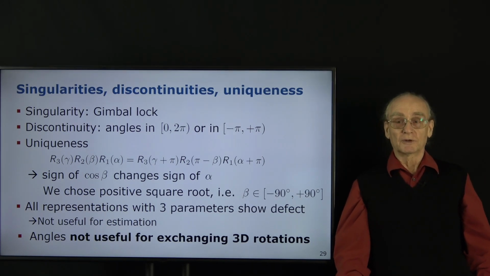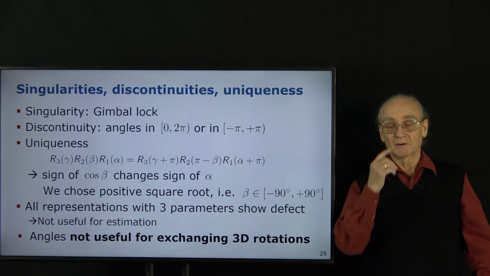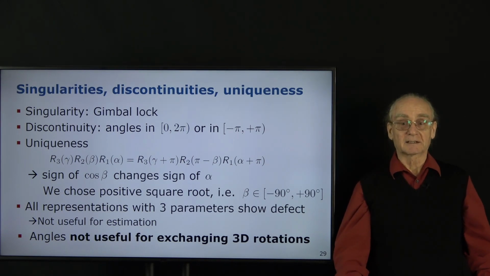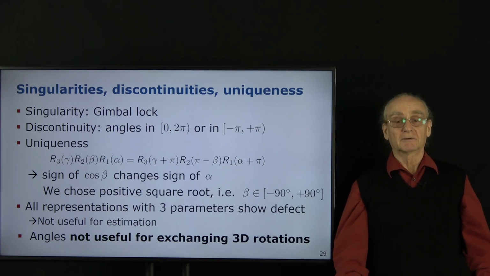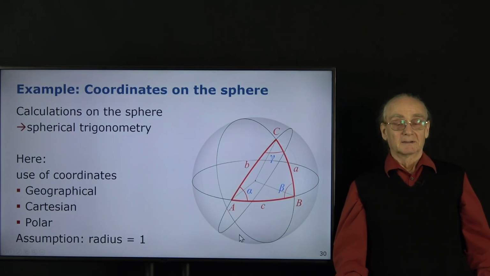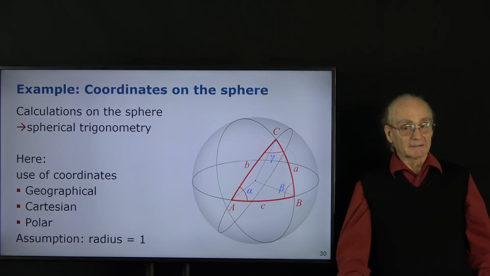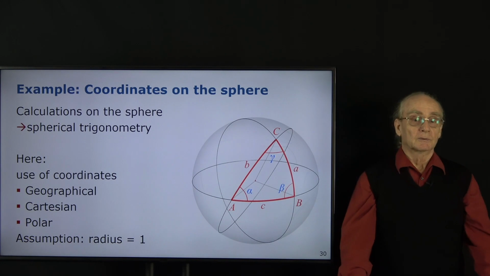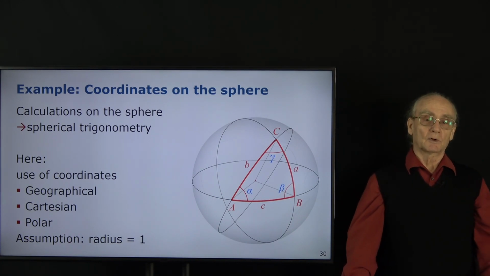So avoid angles. Then you only have one ambiguity, namely whether it's an active or passive transformation, and write an example for the transformation of a 3D point so that you can check whether you have done the right thing. Okay, now let's apply these rotations with angles to some coordinate representations on the sphere.